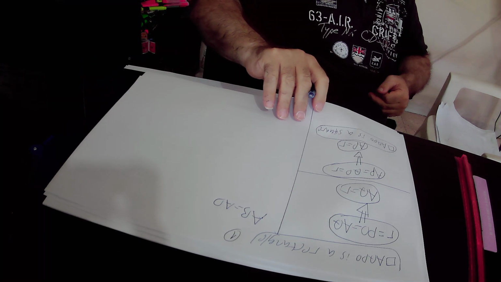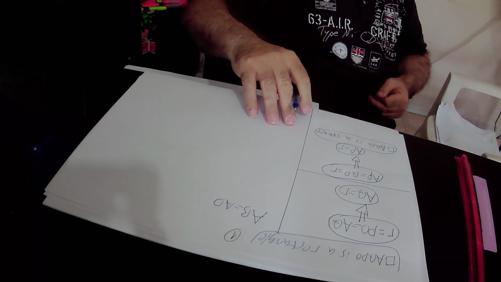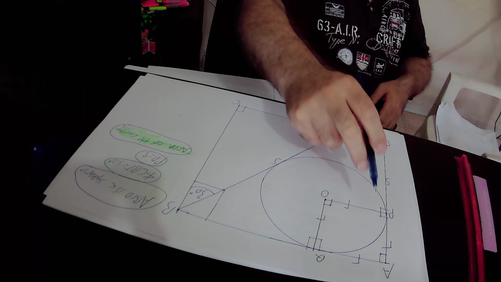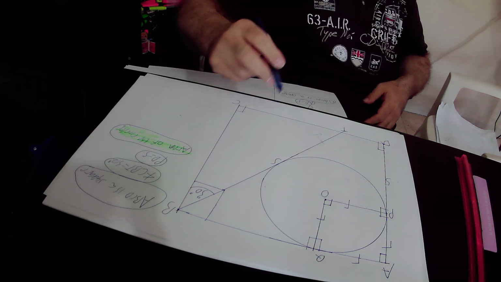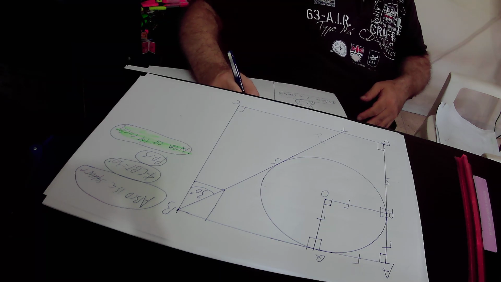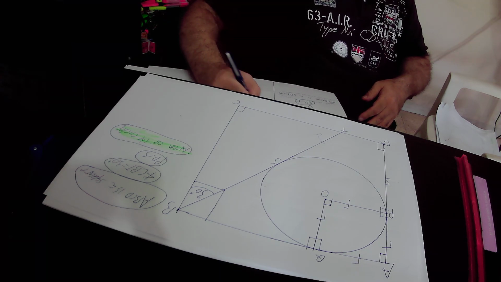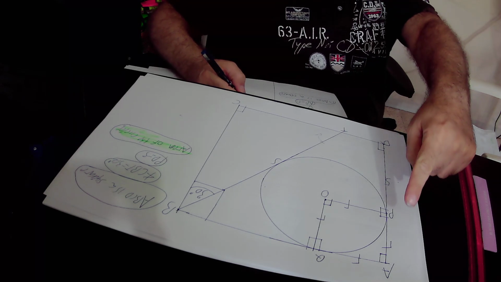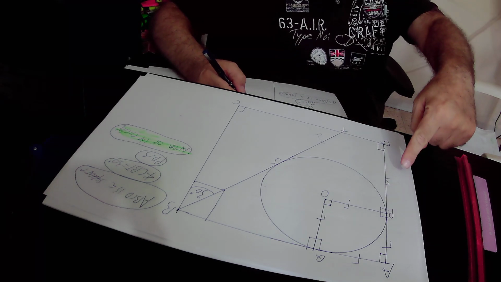AB equals AD in square ABCD. What is the value of AB? AB equals R plus QB. What is the value of side AD of square ABCD? It is equal to R plus 5.